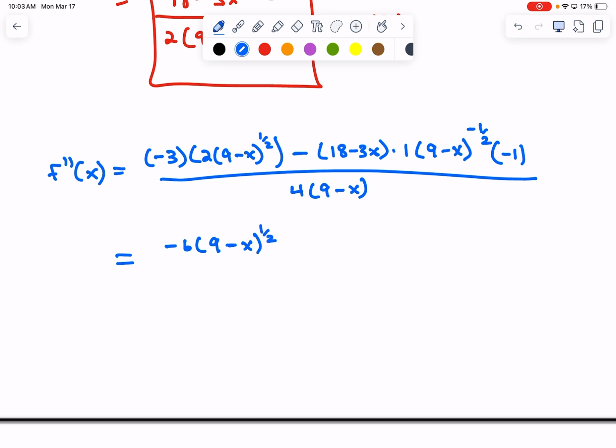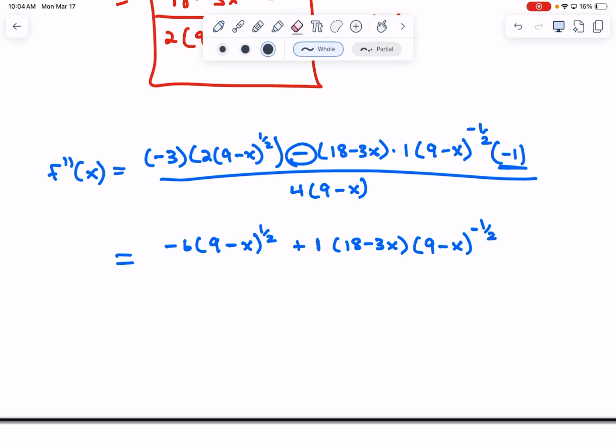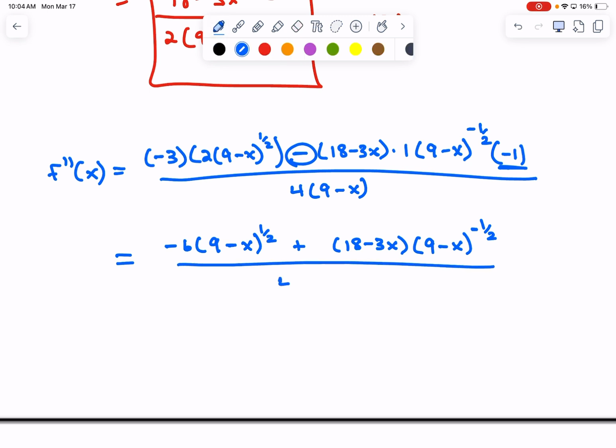All right, and then that's going to be a +1. Do you agree with that +1, or is somebody going to yell at me? Nope. Oh, it's a negative one, yeah. Bring that negative out front. And then 9 minus x to the -1/2. And I guess you don't really need to put that 1 there. Can I erase that 1? Yeah, you can. Okay, good, because I don't need it. Over 4 times 9 minus x.